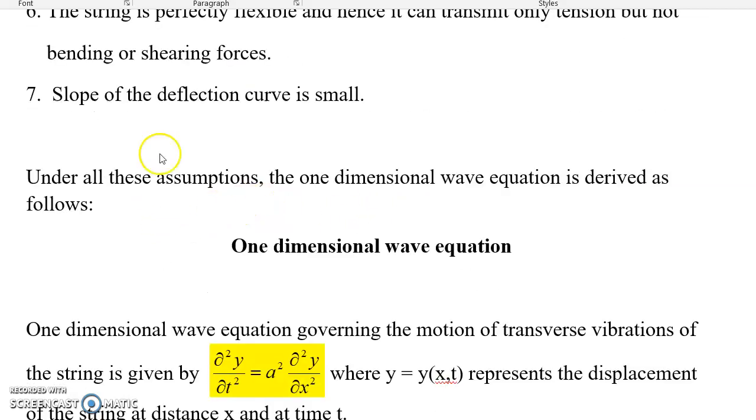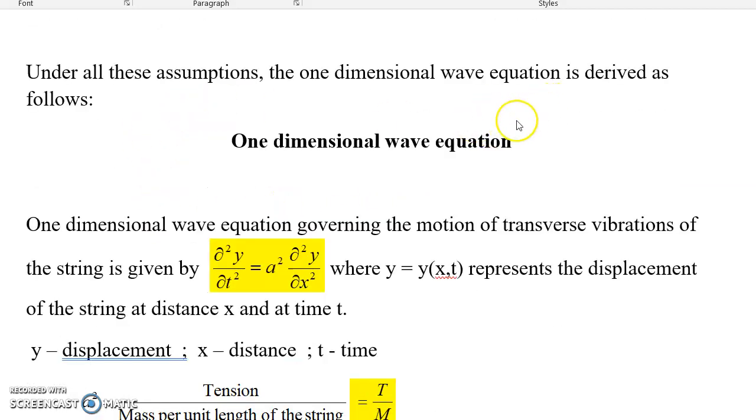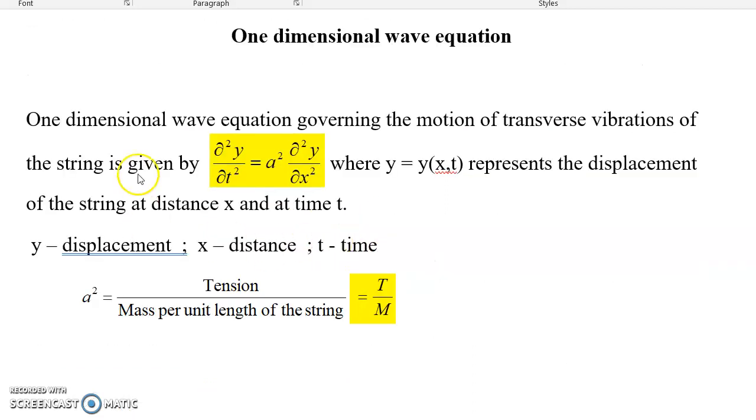So these are a few assumptions we make in deriving the one-dimensional wave equation. Under all these assumptions, the one-dimensional wave equation is derived as: this is the main one-dimensional wave equation, dou squared y by dou t squared equal to a squared dou squared y by dou x squared. Students, actually we are not exactly deriving this equation because that is not our aim. We concentrate more on applying the solution of the wave equation and getting the solutions for real-time problems. So we do not actually go to the derivation part.